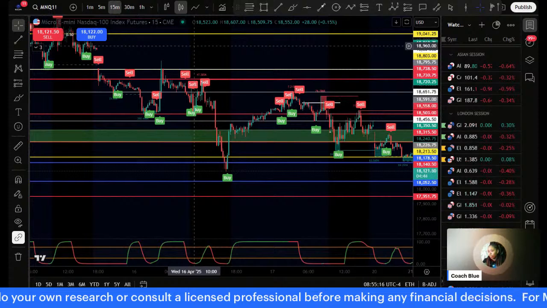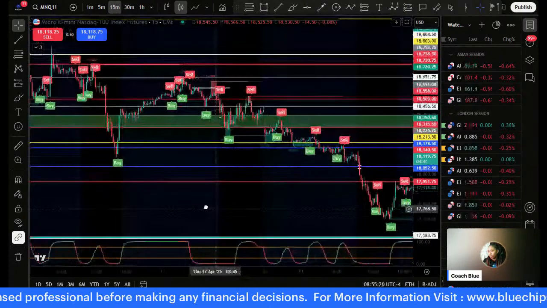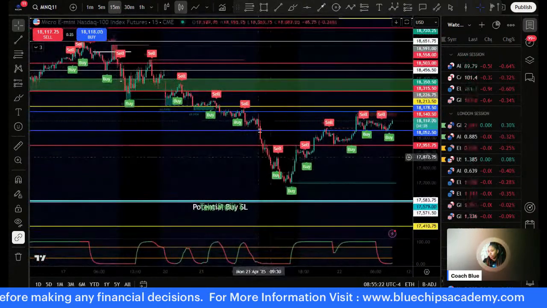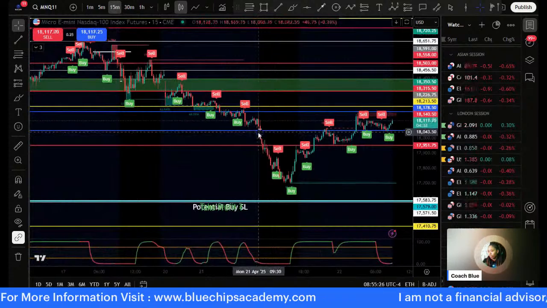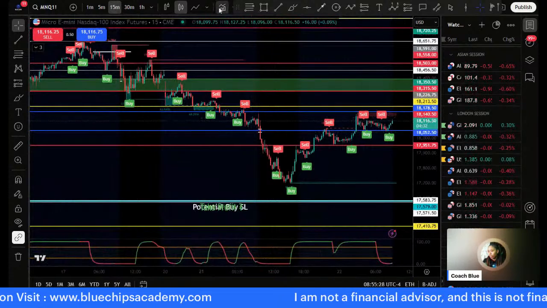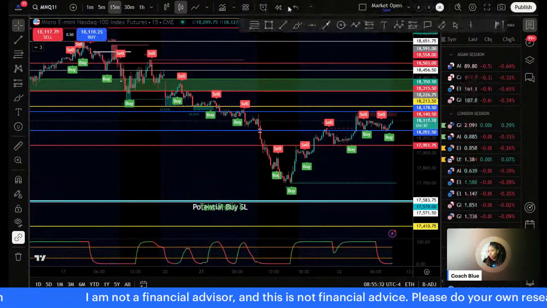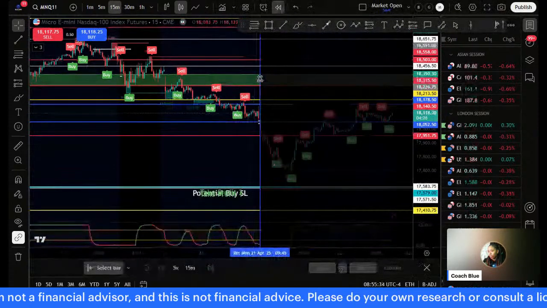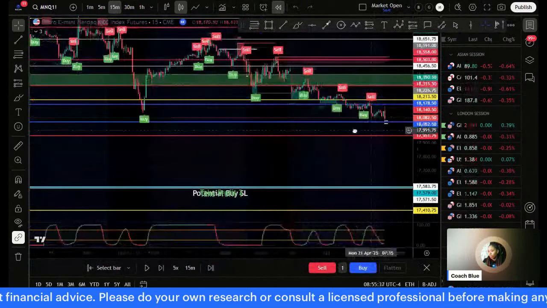So let's see. Yesterday was Monday, so we were around right here. It was 9:45, and this was 9:30. Let's go back to our 9:30 candle, and we'll go to the lower time frame. All right, so this is where price was yesterday.